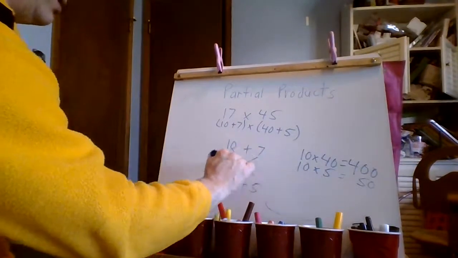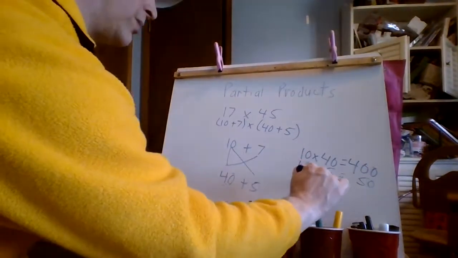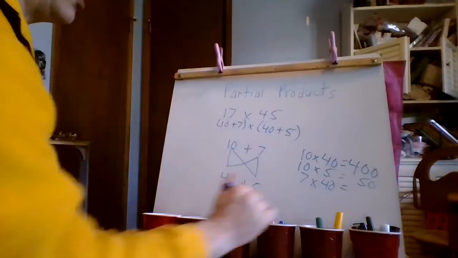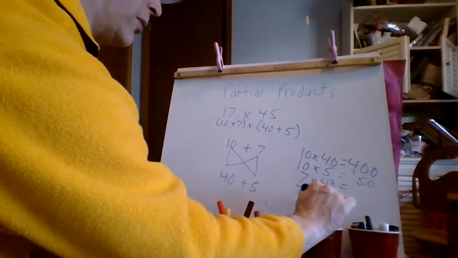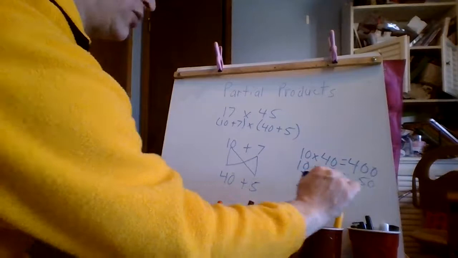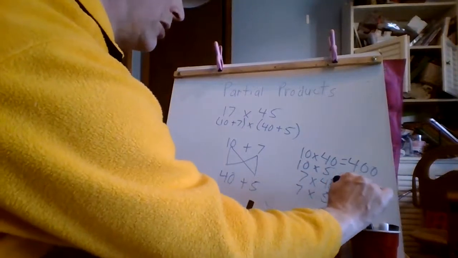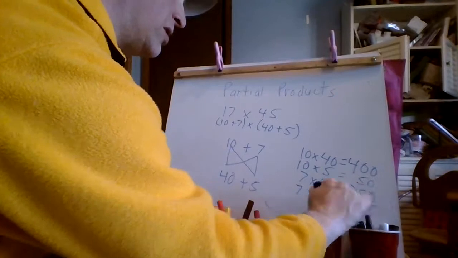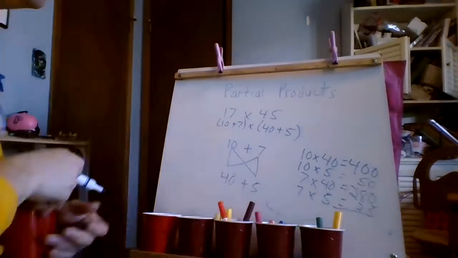So we could do 7 times 40. And then here we're going to do 7 times 5. And then we'll add them all up after we figure those out. 7 times 4 is 28. So this is going to be 280. And 7 times 5 is 35. I'm not going to have room to answer this.